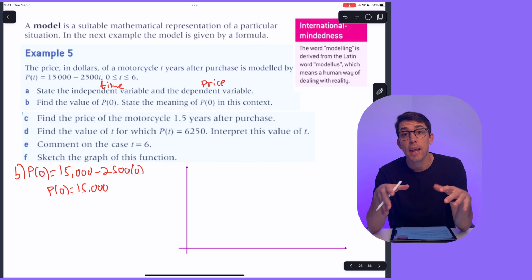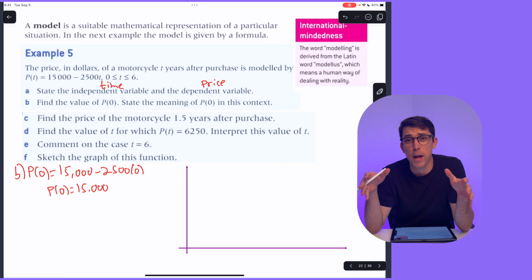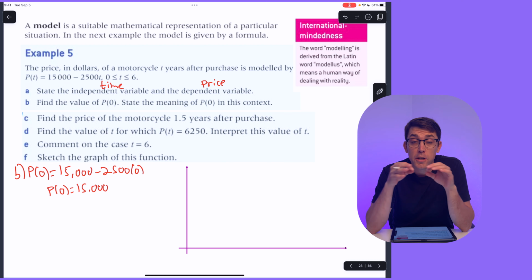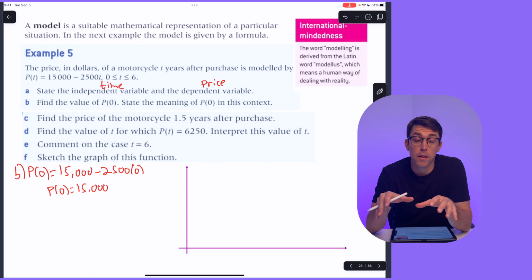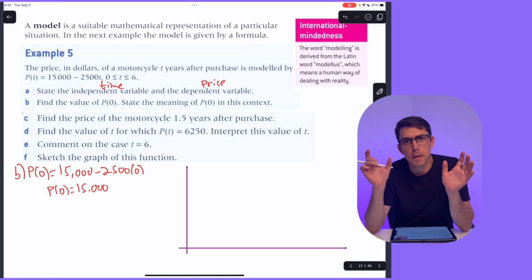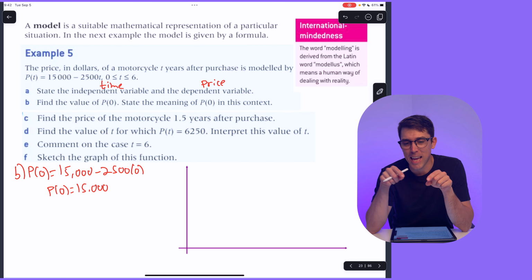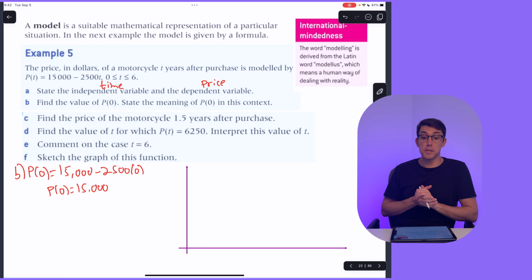Another way of saying that is that you essentially haven't purchased this motorcycle yet. You haven't owned it for any amount of time. Time is 0. So this is what we call the initial price of the motorcycle. This is the price of the motorcycle that you see on the lot. It's what the price tag, that MSRP sticker, is going to say. It's going to say, right off the bat, it's going to be $15,000 before you own it, because 0 years have gone by, and that's the price of the motorcycle. So it's just the initial price, plain and simple.